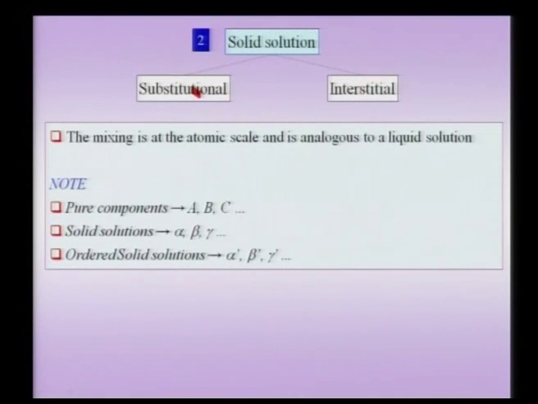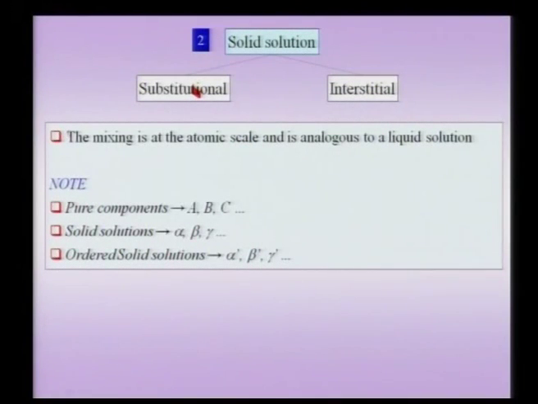We had noticed that when you add an alloying element which goes into the void, it causes a distortion to the lattice, and therefore it costs energy to the system, and hence you cannot add too much of this alloying element to the interstitial positions. And we will also see that when you are talking about ordered systems, you can even have an interstitial solid solution which can get ordered. Now to emphasize the point which Patel made, the mixing is at the atomic scale and is analogous to a liquid solution.